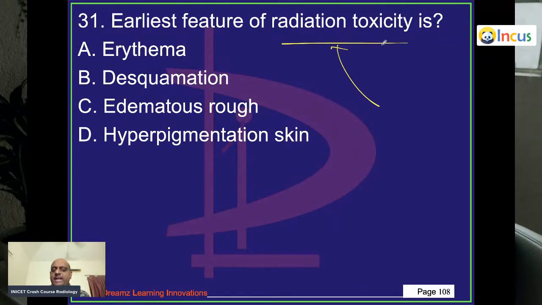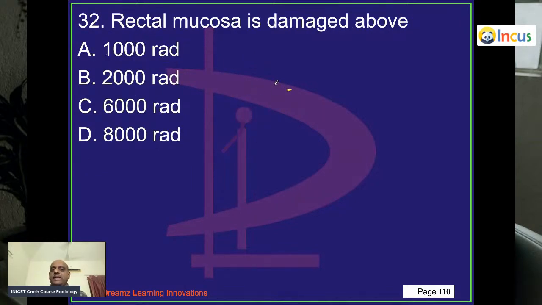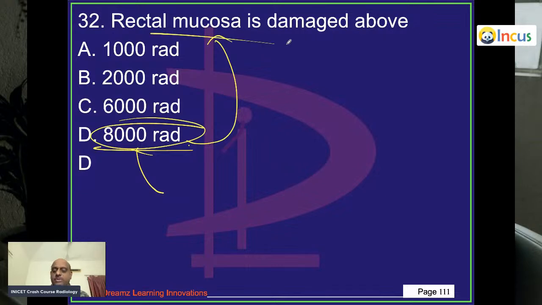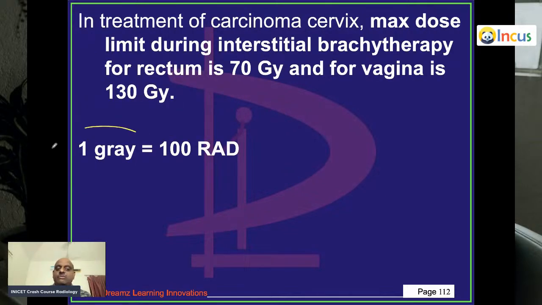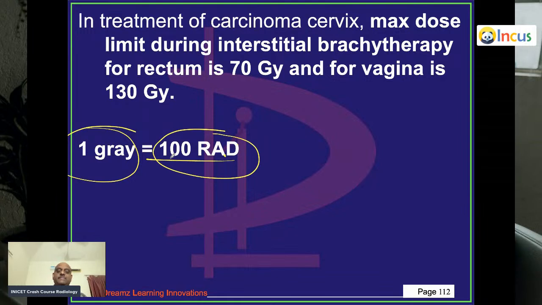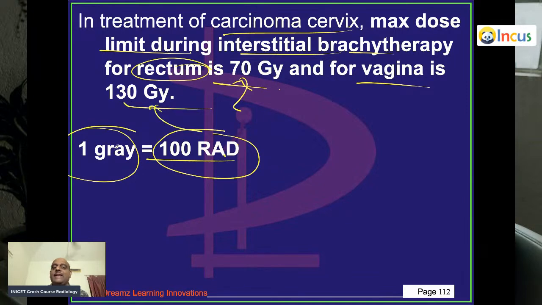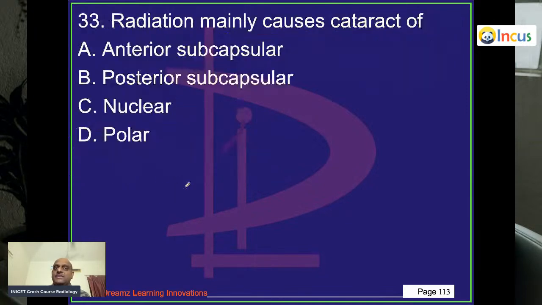Earliest feature of the radiation toxicity, doctor? Erythema is the earliest. Rectal mucosa is damaged above how much radiation? Above 8,000 rads. Rectal mucosa is damaged. So 1 gray is equal to 100 rads. Typically, whenever you are treating carcinoma cervix, maximum dose limit during interstitial brachytherapy for rectum is 70 gray, for vagina is 130 gray. 1 gray is equal to 100 rads. That's what you need to remember.